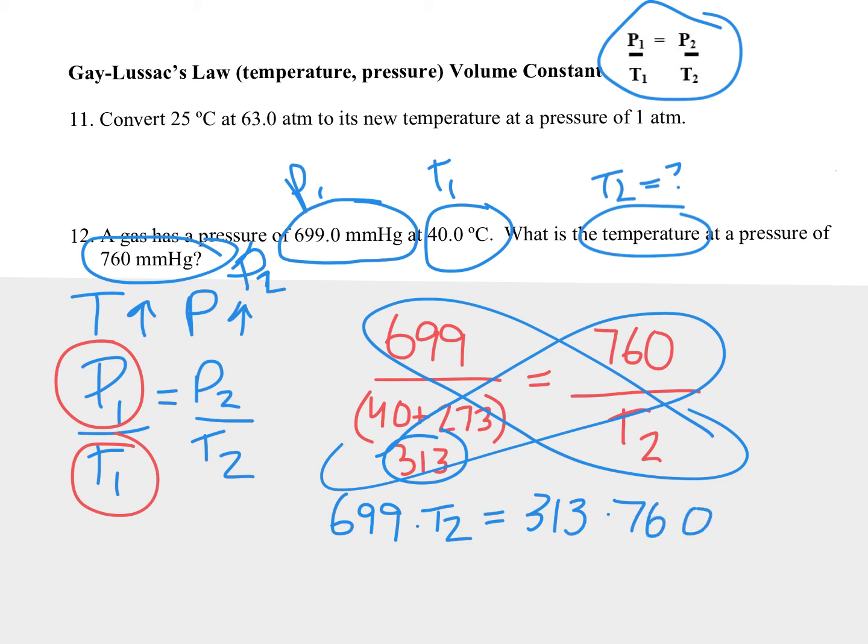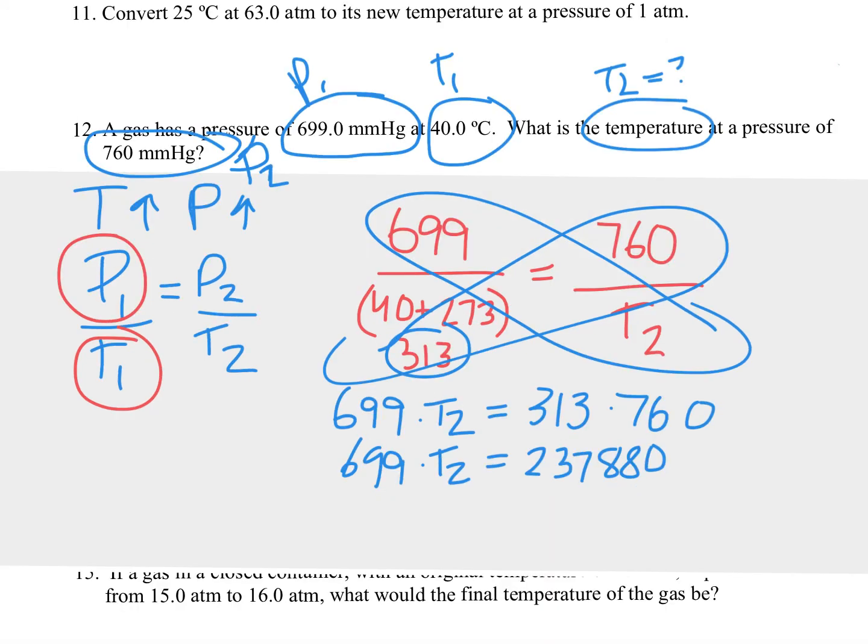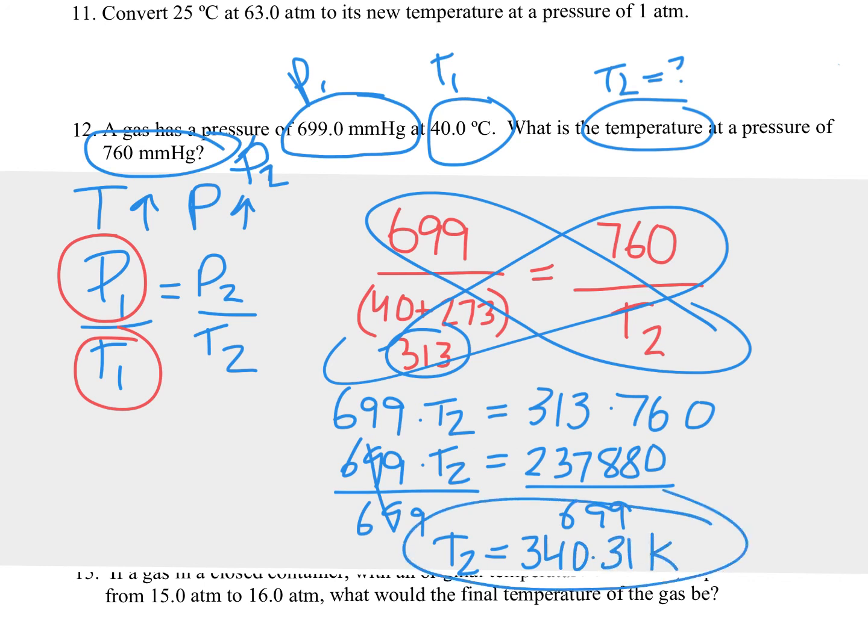Now these numbers might seem big. That's because millimeters of mercury is a larger unit, meaning the numbers are bigger, I should say. So I did 313 times 760. That gave me 237,880. Now we want to get T2 by itself, so we're going to divide by 699 on both sides. And when we do that, T2 is left alone, and we're left with 340.31 Kelvin.